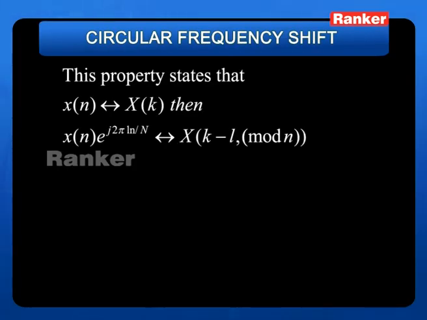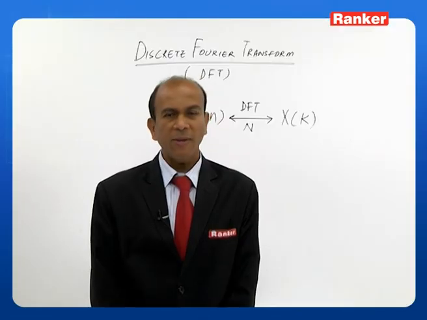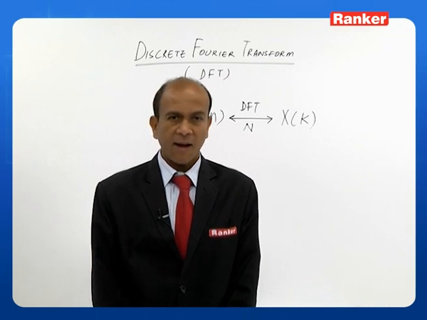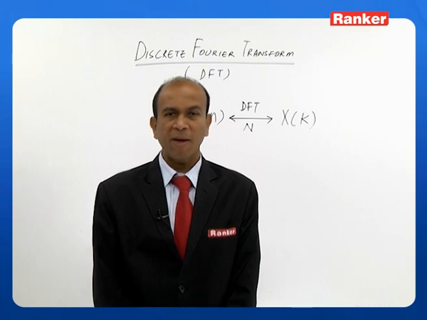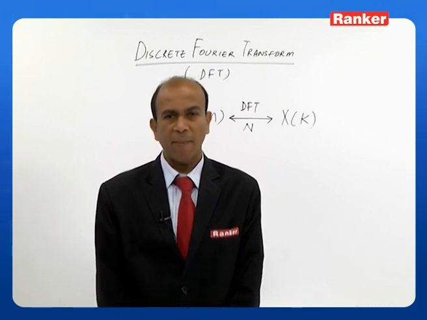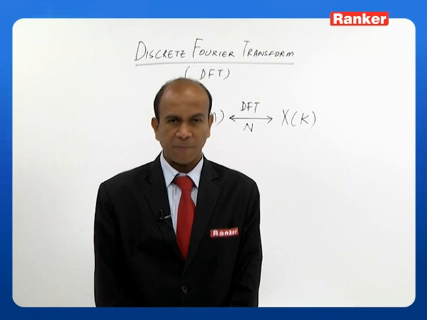It is called the circular frequency shift property. We have seen a circular time shift property earlier, now we'll see a circular frequency shift property. So what does this property say? Again, x of n has a DFT x of k. Earlier we shifted the time domain sequence by a factor L in a circular time shift, which resulted in multiplication by a factor e to the power of minus j2 pi k L by N in the frequency domain. Now let us see exactly the reverse of this.